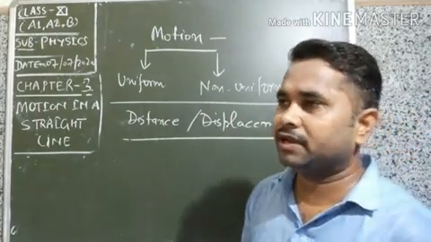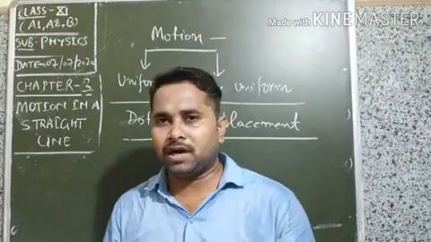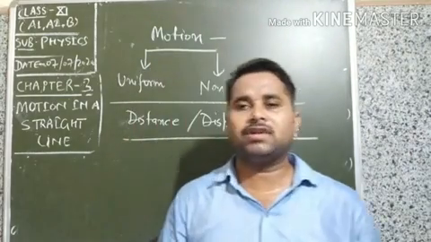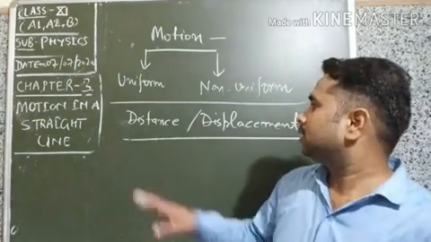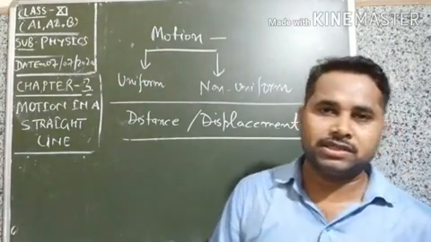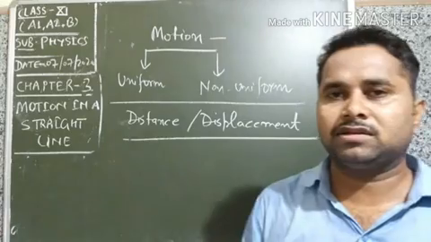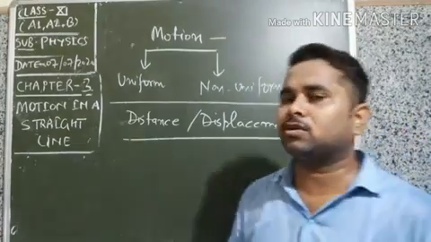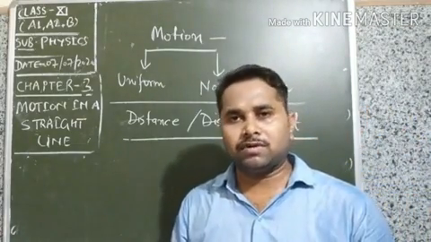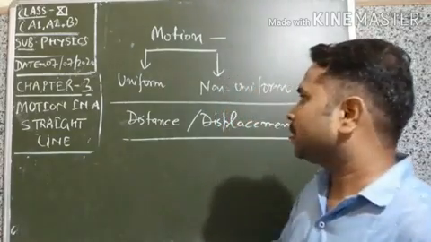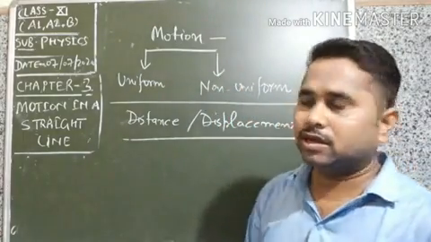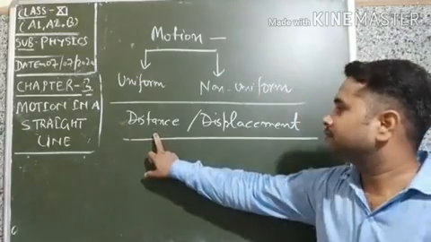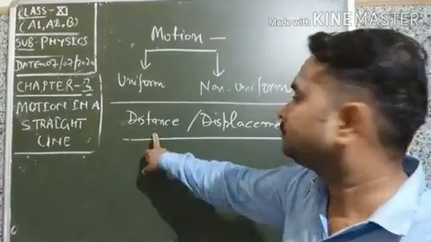I am repeating again: total traveling path. The length of the total traveling path of a body which is in motion is called its travel distance. Whatever be the path, zigzag path, straight path, circular path, the total length of the traveled path is called distance. It is a scalar quantity, SI unit meter.